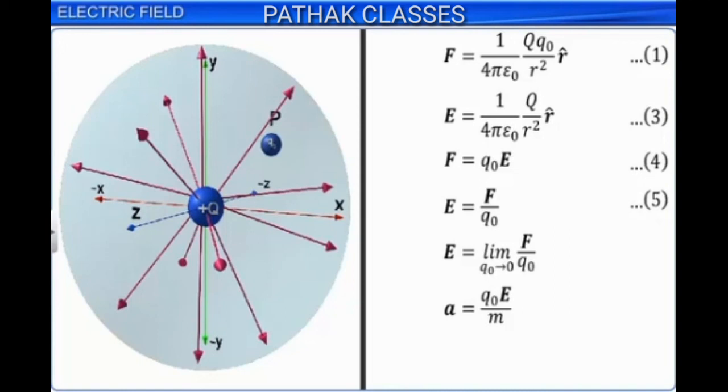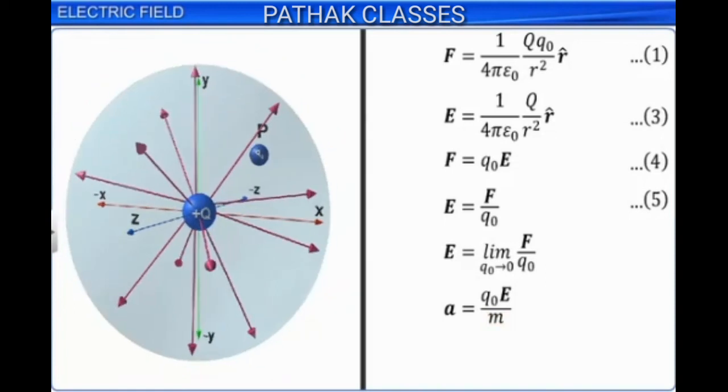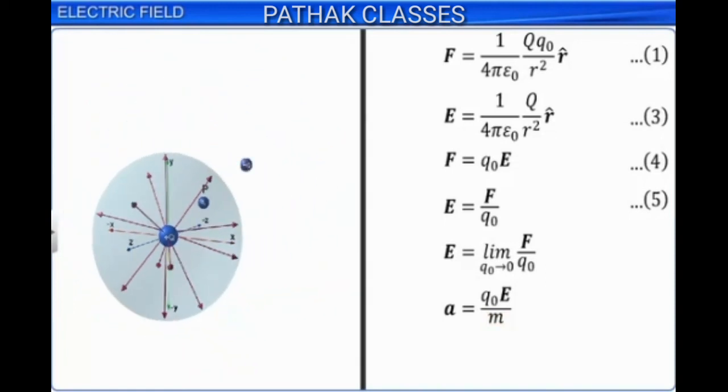In the field of a negatively charged particle, the electric field strength vector at any point in the field always points towards the charged particle in a radially inward direction. Here, the point charge q0 in this electric field will be accelerated in the direction opposite to the electric field. The magnitude of acceleration of q0 is the same regardless of whether the electric field is due to source charge plus Q or minus Q.